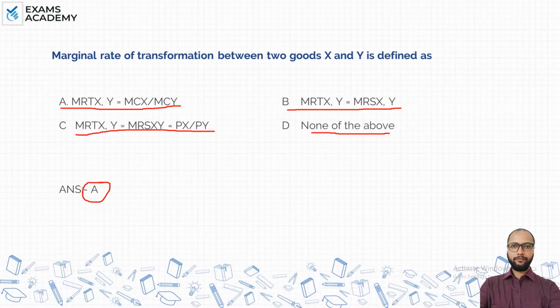So here the correct option is A, which is marginal rate of transformation is equal to the ratio of marginal costs of production of the two goods, that is, marginal cost of production of good X with respect to the marginal cost of production of good Y. So we take a ratio of the two, and that is what the marginal rate of transformation is.